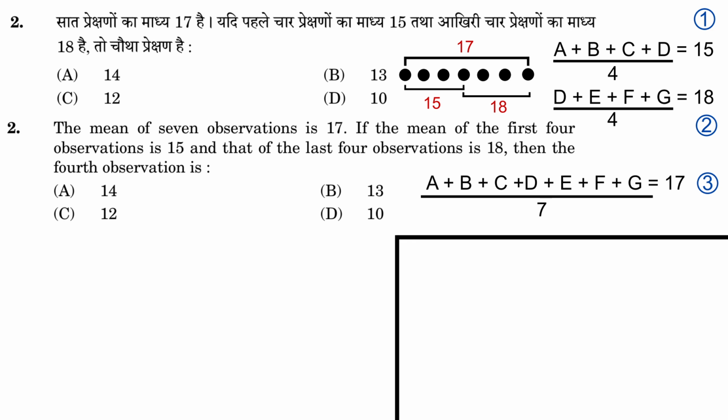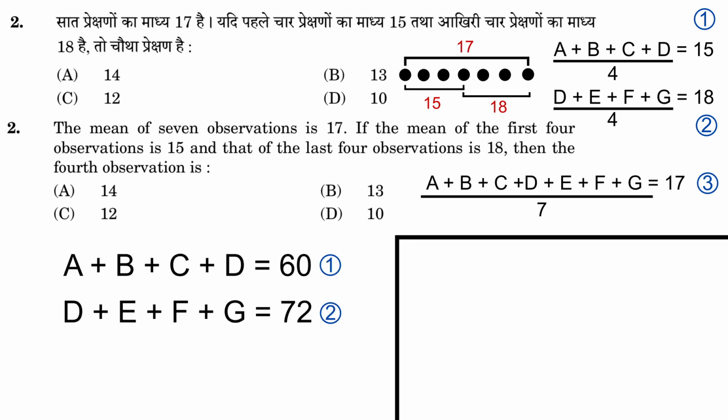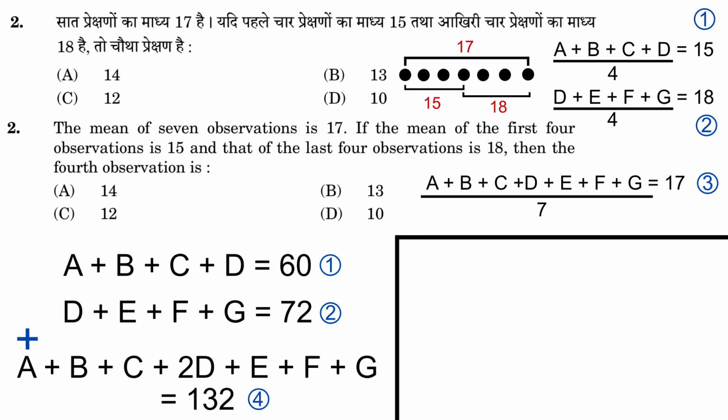Next up, I decided to take equation 1 and 2 and make them a bit friendlier, so I just times both sides by 4. So we've got 1 and 2 here. Then I decided to add them together. So we've got A plus B plus C plus 2D, because there's 2 D's, plus E plus F plus G, and that gives us an equation I labelled number 4. So now we've got 4 equations, and really what we're trying to do is work out D. We want to work out that middle observation value.